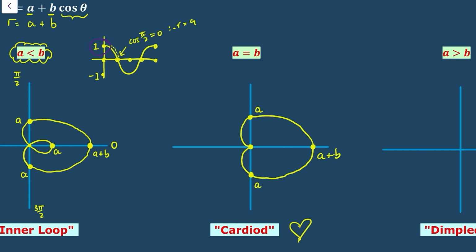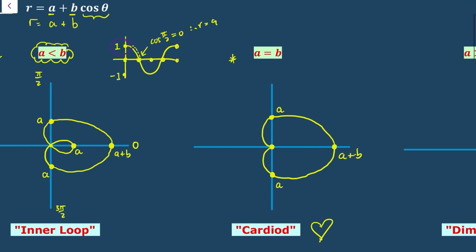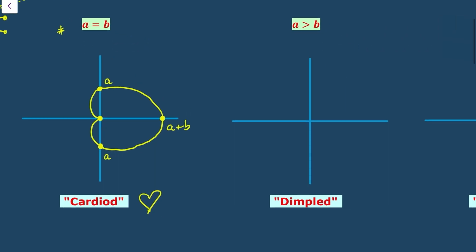So there we go. That is the first two, a cardioid and an inner loop. This one does pop up a lot in FP2. This one does not come up; generally, you will be given the graph and have to solve problems from it. But it's good to know what it looks like.